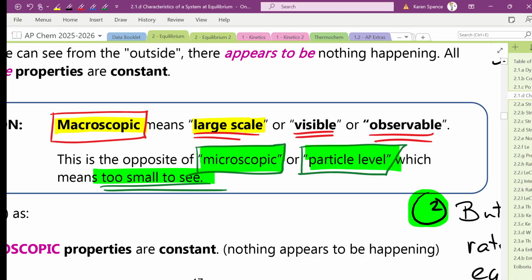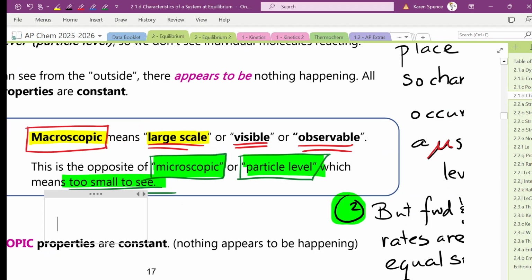So the dynamic part of dynamic equilibrium is all about what's happening on the particle level, on the microscopic level. You have those little particles switching partners. That's the dynamic part. The equilibrium part is where those two rates are equal so that you don't have any macroscopic changes, nothing observable changes.